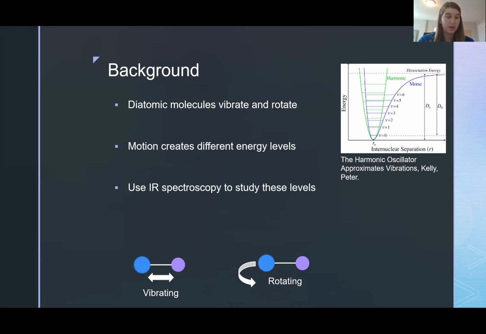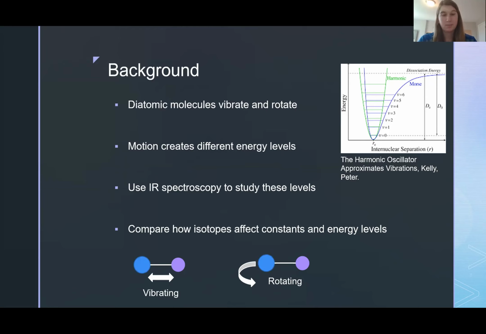IR spectroscopy allows us to study these different levels. IR spectroscopy will cause the molecules to transition between rotational and vibrational quantum levels. Specifically, the only transitions that are allowed will be when both the vibrational and rotational quantum number change by only one integer.